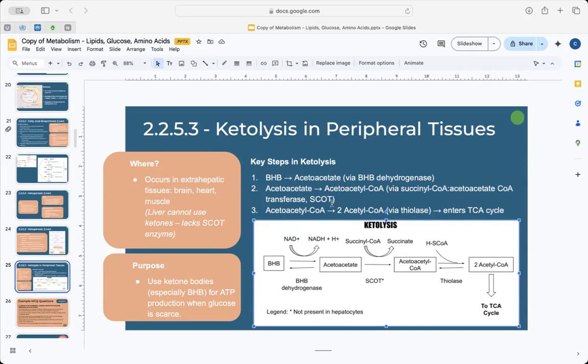The key steps are overviewed here. Beta hydroxybutyrate forms acetoacetate. Acetoacetate forms acetoacetyl-CoA, and acetoacetyl-CoA forms two acetyl-CoAs to enter the TCA cycle. So similar to fatty acid biosynthesis and fat metabolism, you can see that ketogenesis and ketolysis are sort of the opposite of each other. Okay, so we absolutely whizzed through that, which is fine because there's a lot more to come.